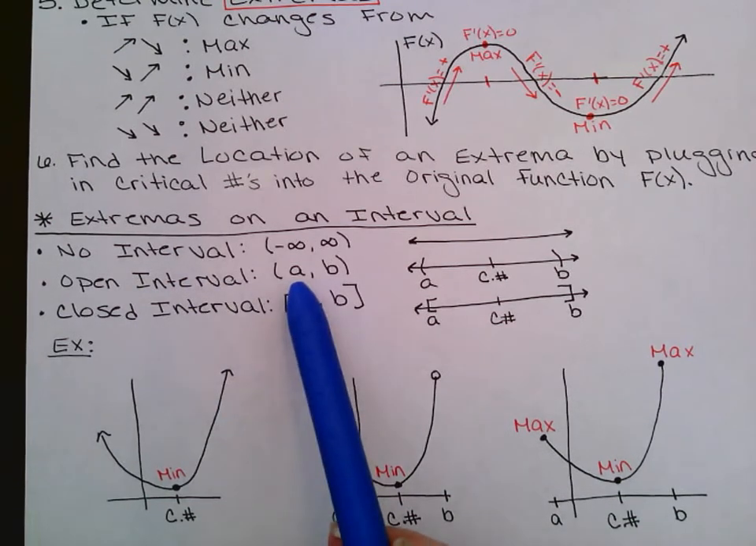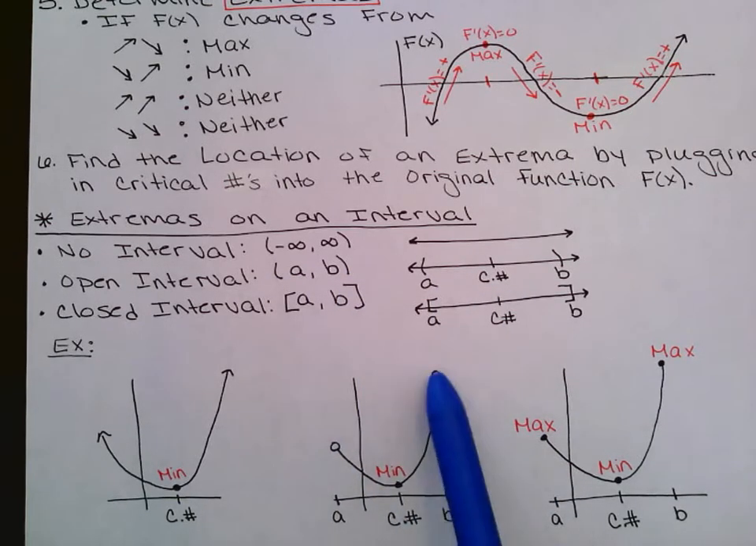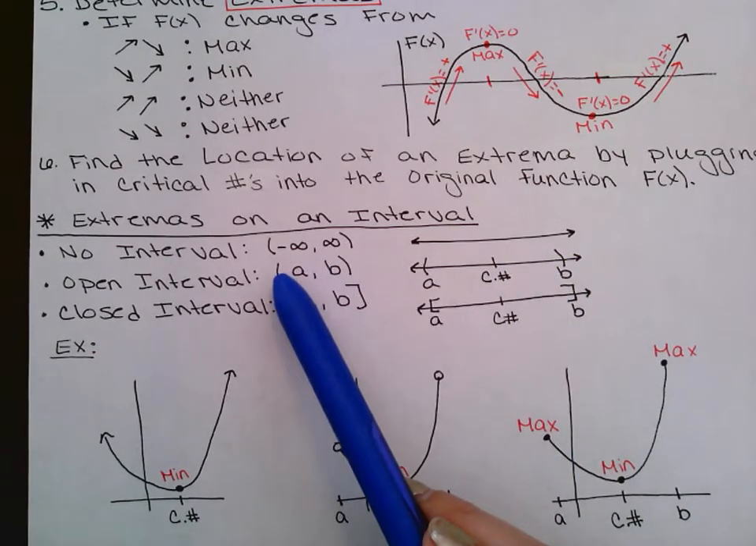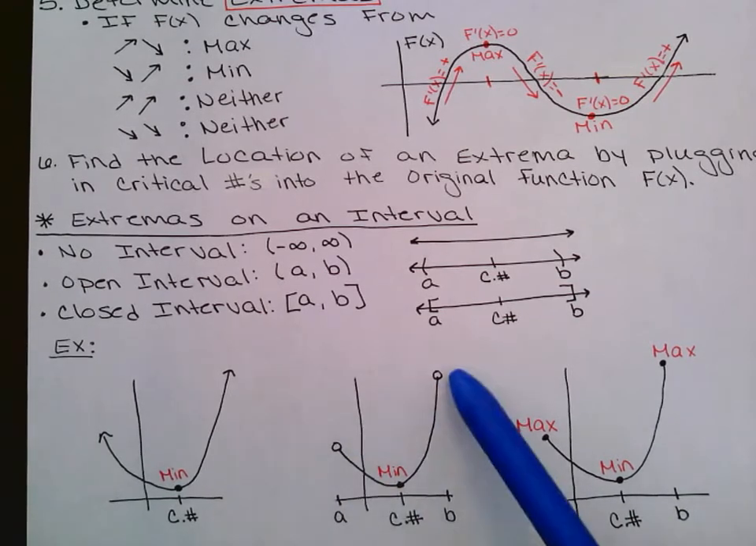If they give you an open interval, which is, the notation is with parentheses, it means they do want you to stop at a certain location, so you don't have to test past those numbers, but since the parentheses and open interval means that you do not include the endpoints, those are open circles and those do not count as extremas.